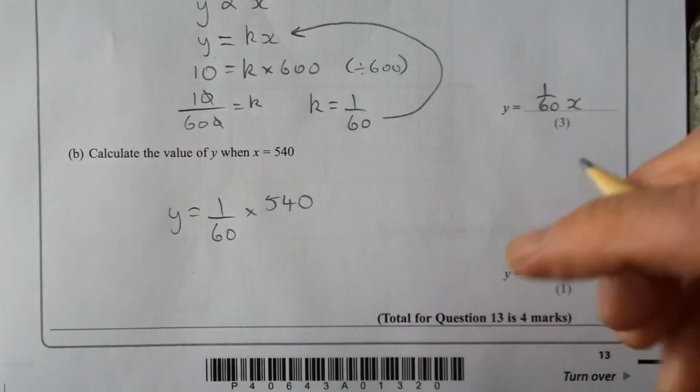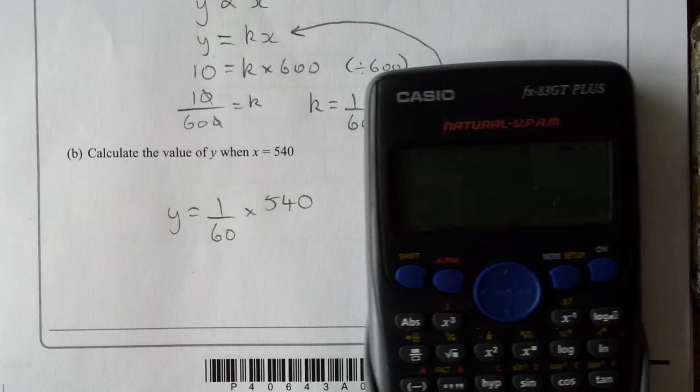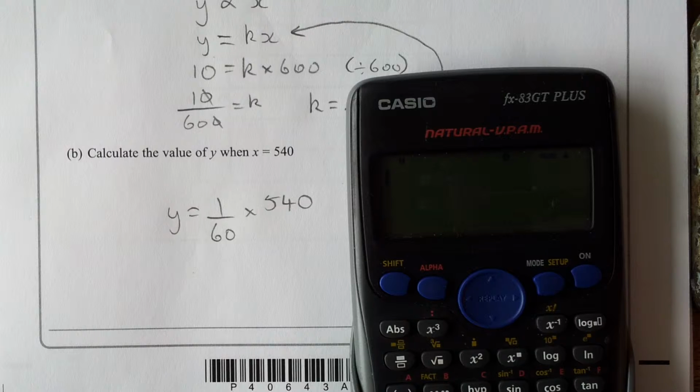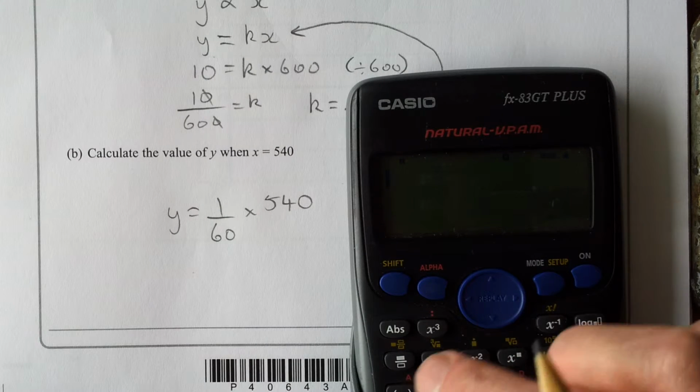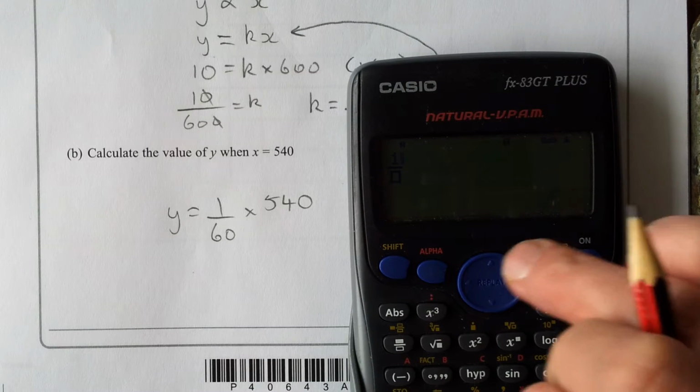Okay, now we could cancel and do this by hand, but it's a calculator paper, so we'll do that. I'm just going to use the fraction button this time. I could just do 1 divided by 60 multiplied by 540, but I'm just going to use the fraction button because I want to. We've got 1 here.